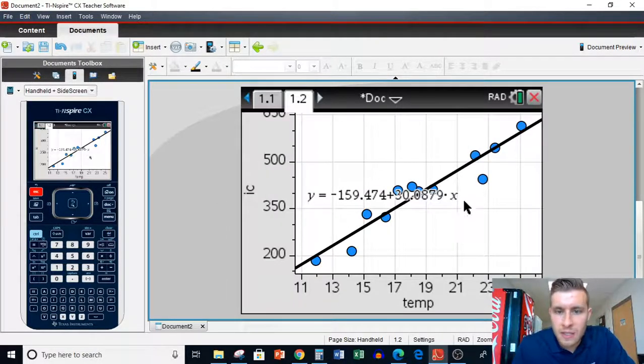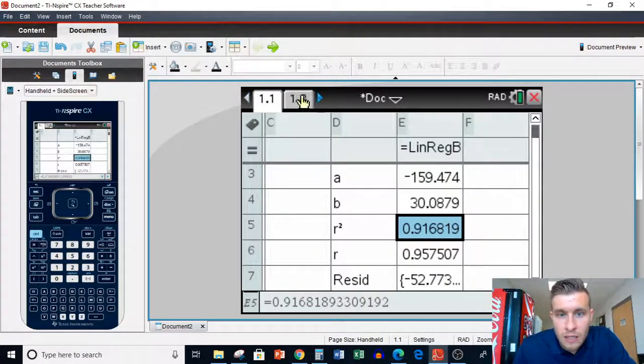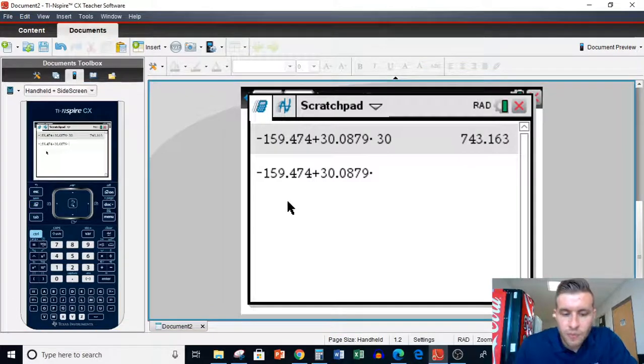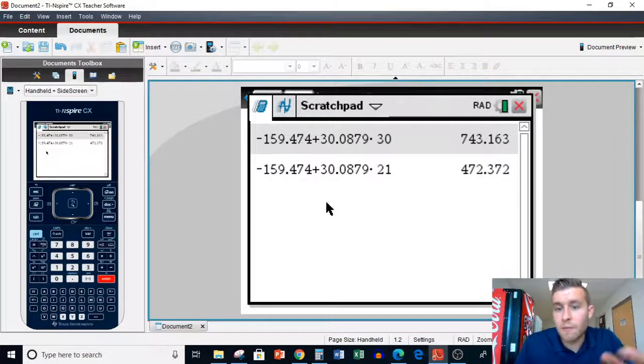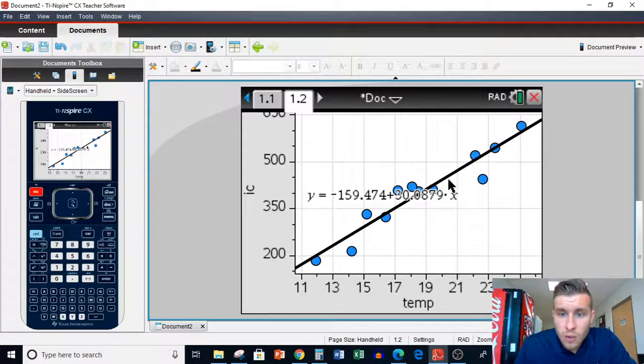So let's hold on, let's see this. We don't have one for 21 degrees Celsius. So let's try 21. That's 472, which should be right on this line here. If we drew that line, that's where this is. So that's our interpolation. That's a prediction within the range of values if we wanted that. So that's the difference between those.